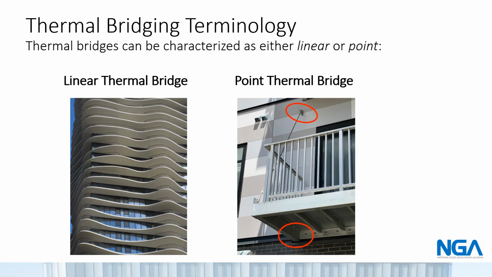It can be helpful to understand the terminology associated with thermal bridging. Thermal bridges can be characterized as either linear or point. Thermal bridges associated with the interface of fenestration and surrounding conditions are generally linear thermal bridges, as shown in the photo on the left, where balconies bypass the insulation. Point thermal bridges are shown in the example on the right. These are often associated with supporting exterior components and glazing systems, such as signage, canopies, sunshades, louvers, etc.